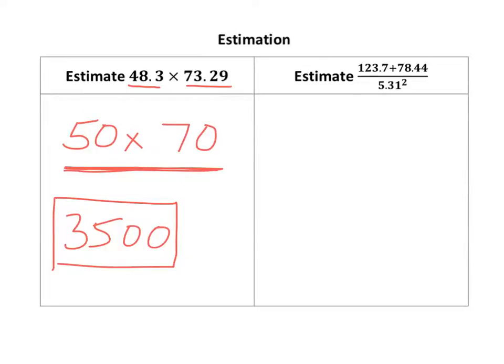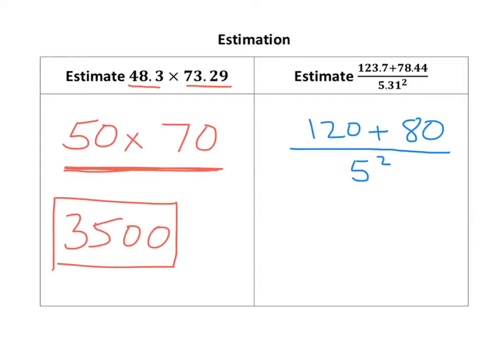Alright, similar thing on the second one. The second one, I've got a really horrible calculation there. So what I'm going to do is completely rewrite it by rounding the numbers. So 123.7, I'm going to round to 120. 78.44, I'm going to round to 80. And 5.31, I'm going to round to 5 and squared. Now, I now have a calculation I should be able to work out in my head.